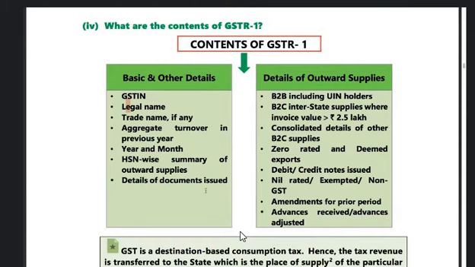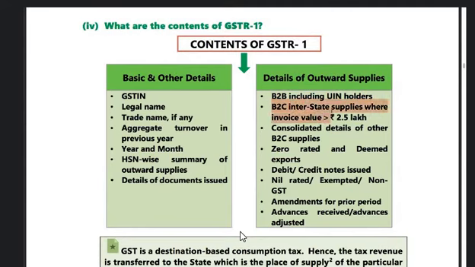So these are the basic details. Details relating to outward supply, your B2B including your UIN holders. B2B means business to business. Whenever you are supplying goods from one registered dealer to another registered dealer, then it is B2B supply. If you are supplying goods to UIN holders, those details also have to be provided. For these B2B and UIN holders, invoice-wise details have to be uploaded.